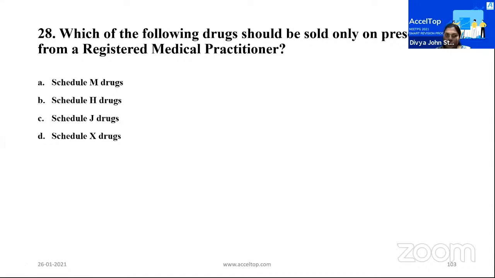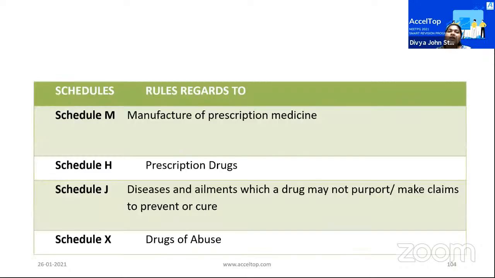And next question will be, which of the following drugs should be sold only on prescription from a registered medical practitioner? So this schedule is Schedule H. Okay. So we look into the other options. Schedule M is manufacturer of prescription medicine. So Schedule M, manufacturer. Okay. Schedule M is regarding manufacture of prescription medicine. Schedule H is about prescription medicine by a registered medical practitioner.